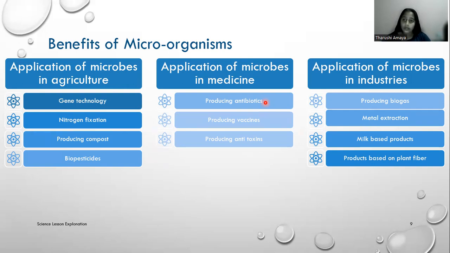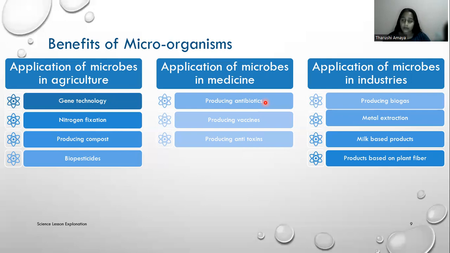There are four types of vaccines, and the first one is vaccines made by weakened microorganisms. Polio, tuberculosis, measles are some examples. And the next one is vaccines made from killed microorganisms: cholera, influenza, and typhoid.